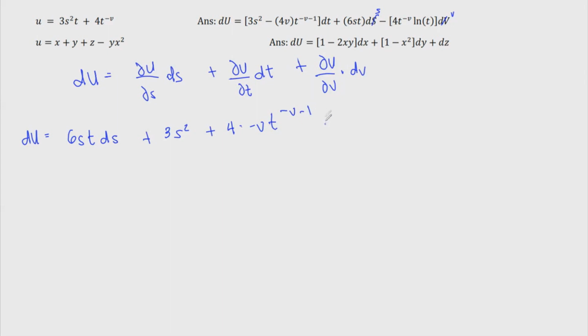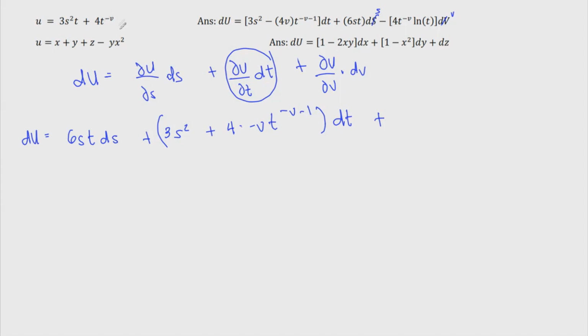Okay, so that is dt. So this whole expression here, which will be multiplied with dt, is actually equal to this expression here. And then we have the last term. We need to take v as the independent variable here, the rest being constant. So we have 0 for this one.